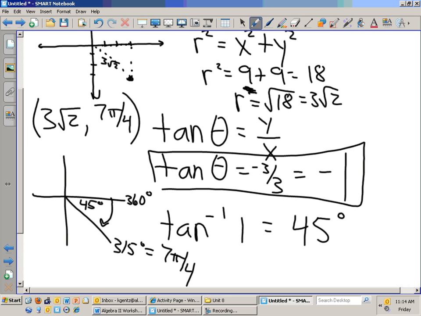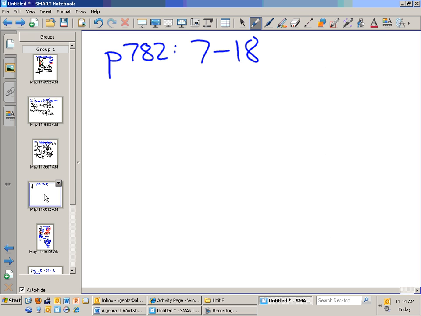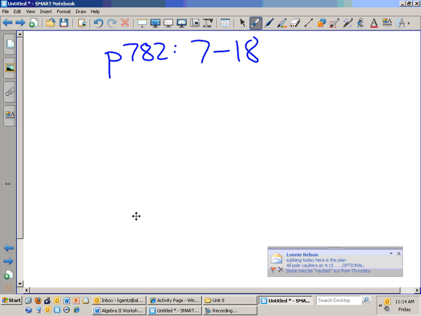Okay, any other questions? Going once, twice, thrice. You are going to convert polar coordinates and rectangular coordinates, page 782, numbers 7 through 18. There you go.